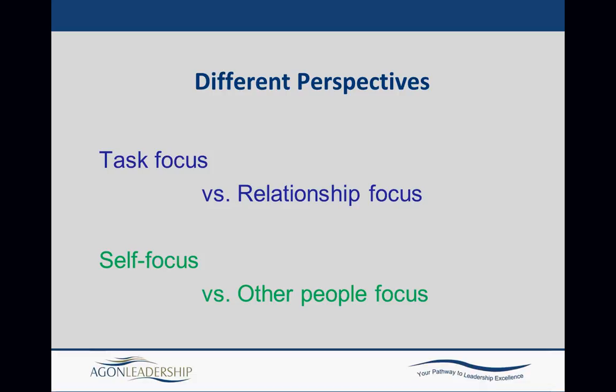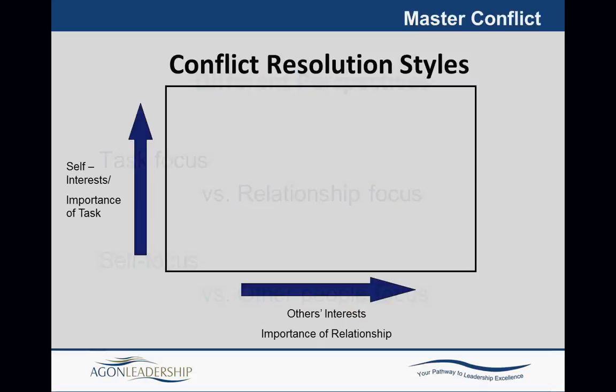Let's move on to a 5-element conflict model, which utilizes these concepts. There are a variety of conflict resolution styles, and Thomas Kilmann developed a model with 5 main conflict resolution styles. These styles reflect self or other interest and task or relationship focus. You'll see that beside the vertical arrow on this rectangle, on this grid, self-interest and importance of task are written. The arrow points up.